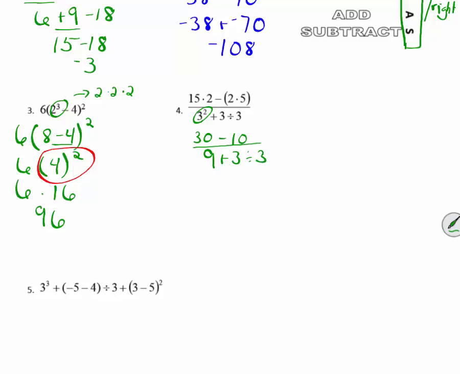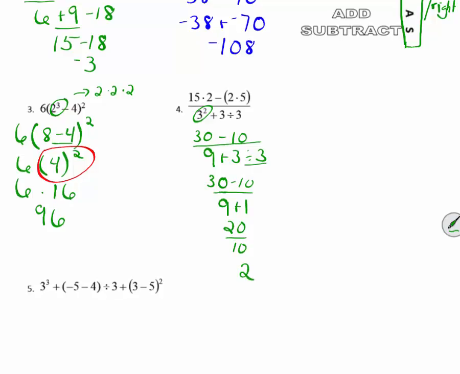I have a subtraction up here, but down below I have adding and dividing, so I actually have to do that first, the division. So 30 minus 10 over 9 plus 3 divided by 3 is 1. 30 minus 10 is 20. 9, this is supposed to say 9 plus. Let me erase that. This was 9 plus 1 there. So this was 20 over 10. 20 divided by 10 gives me 2.